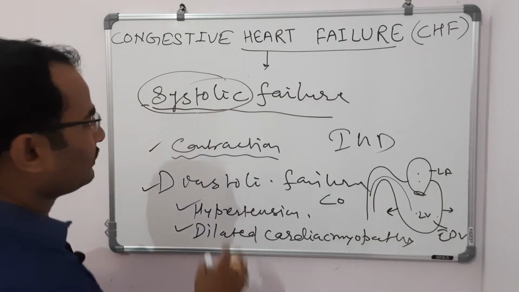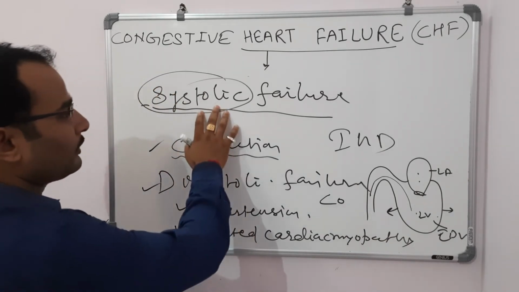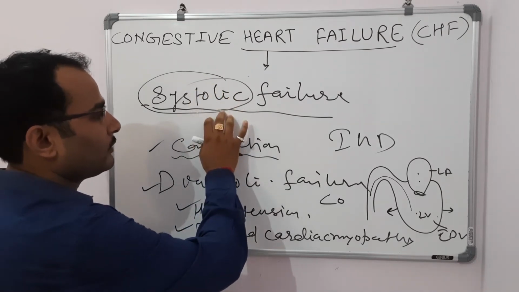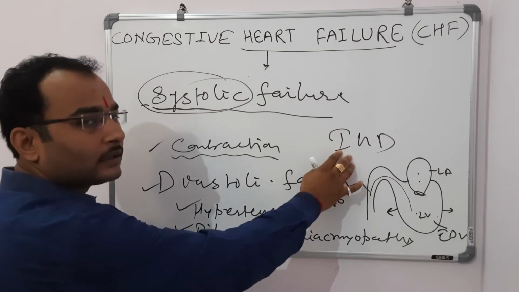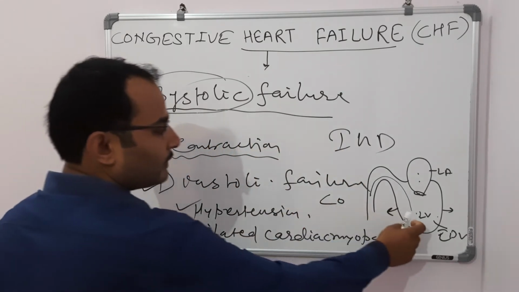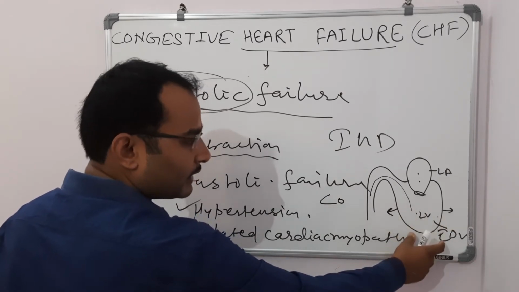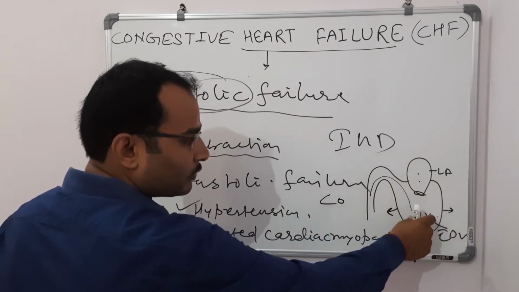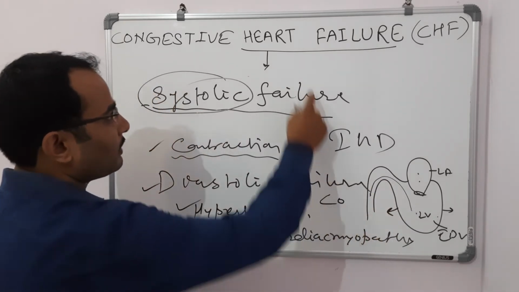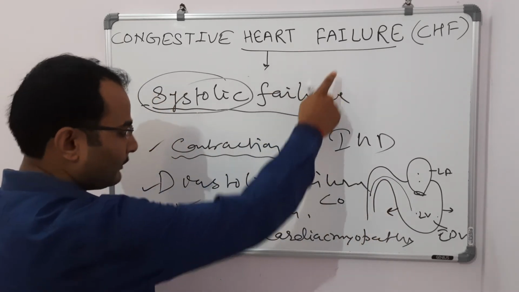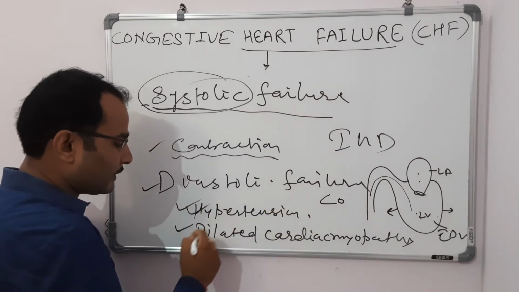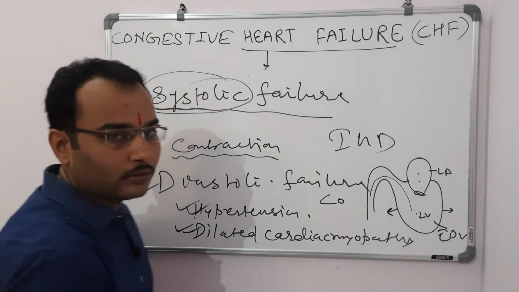So again recap, in systolic failure, there will be a problem in systole, contraction will be affected, less cardiac output, mainly in ischemic heart disease. If we talk about diastolic failure, there will be a problem in diastole, relaxation of the ventricle, which leads to less accumulation of blood, which leads to less cardiac output, and there will be a problem of heart failure. Probably these problems widely occur in case of hypertension and dilated cardiac myopathy.